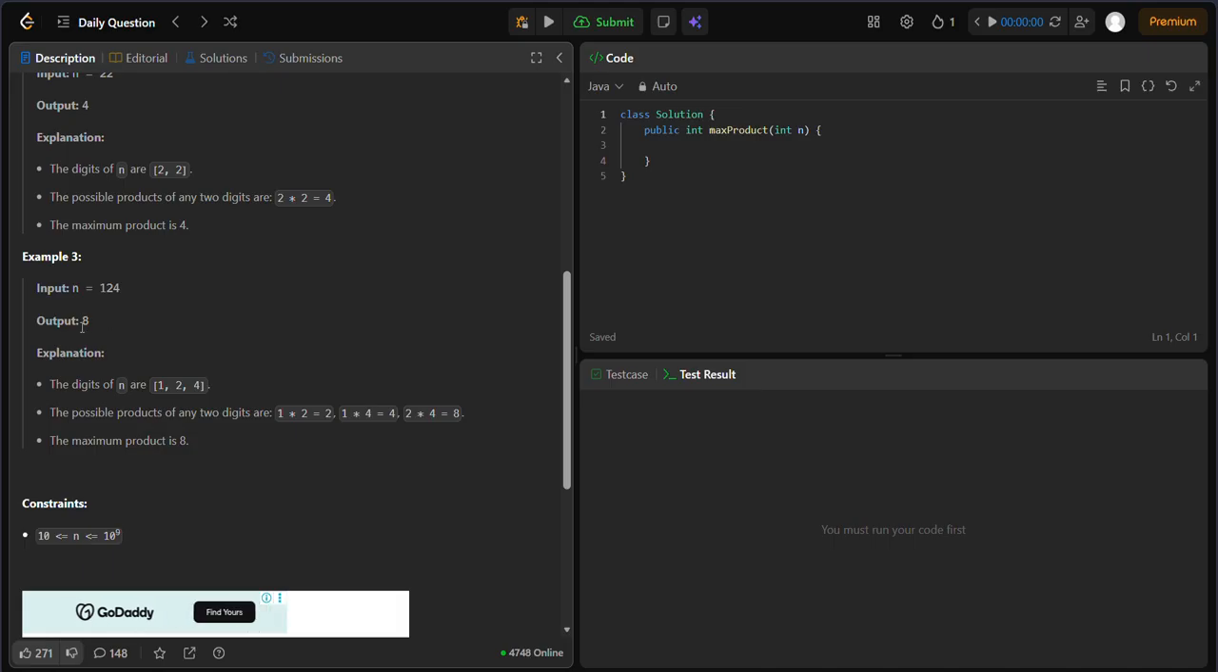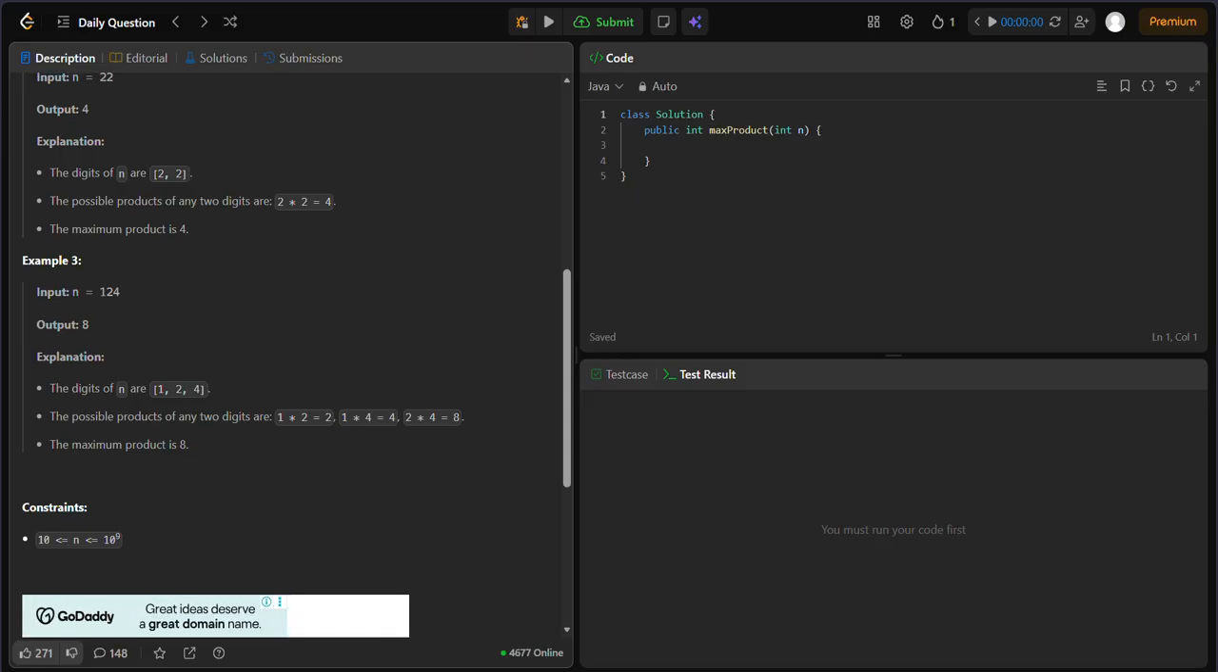I hope the question is clear. Now let's try to code this out. But before getting into the coding part, we will have a discussion about the approach of solving the problem. For this problem, we will need two variables, the highest digit and the second highest digit out of the given number. Because that's common knowledge, right? When you multiply the highest two digits, you of course get the maximum product.